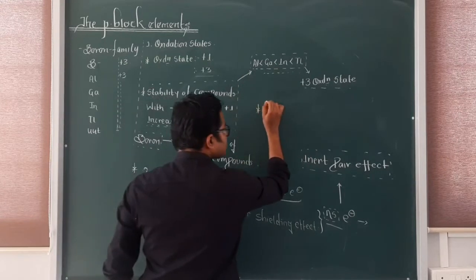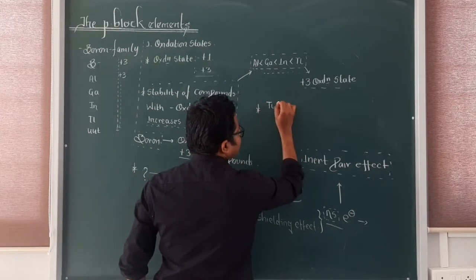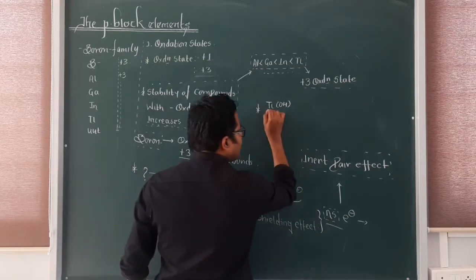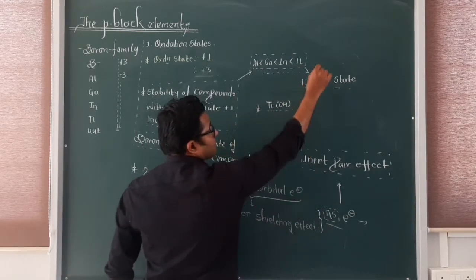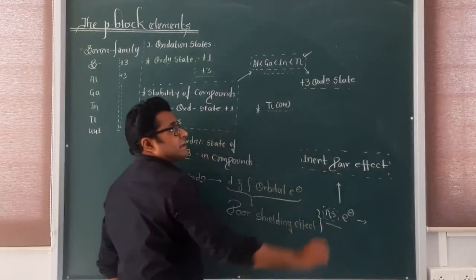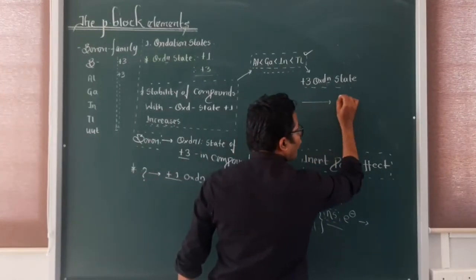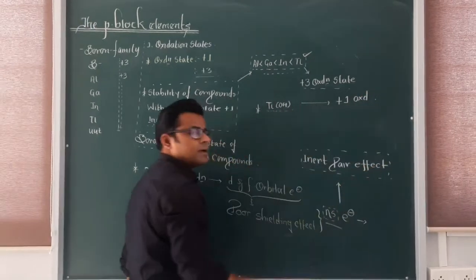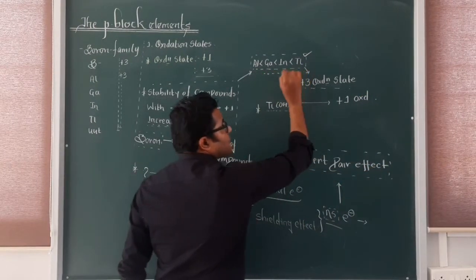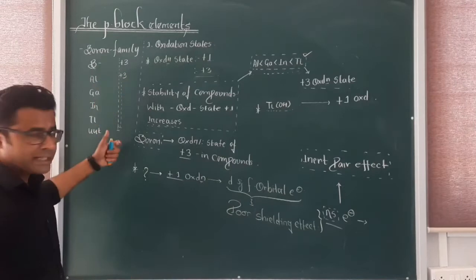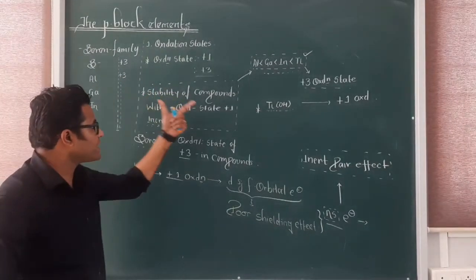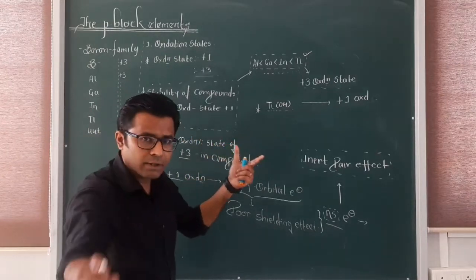Now when we observe elements such as, let's say, TlOH, here thallium is going to exhibit more of a +1 oxidation state, because the tendency to form the +1 oxidation state goes on increasing. That's what we have already discussed. The stability of compounds with an oxidation state of +1 increases down the group.